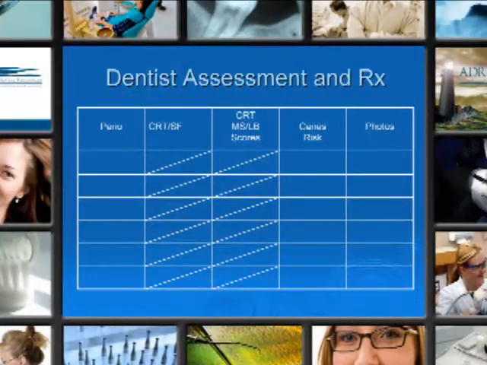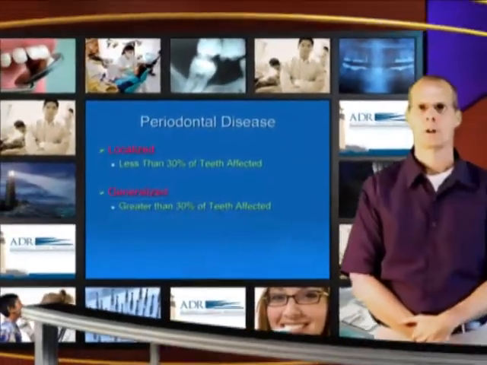Here's graphically what the doctor is going to be looking for: perio, the CRT, salivary flow test, the scores of the CRT, and we'll get into the CRT in a lot more detail here in a few slides. We're going to assign a caries risk. You're going to take any photos that you feel that are necessary. Periodontal disease.